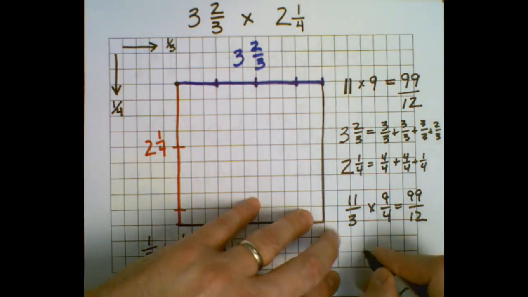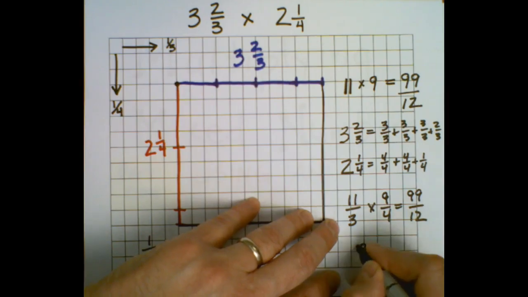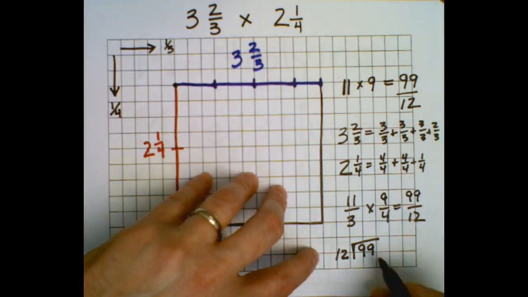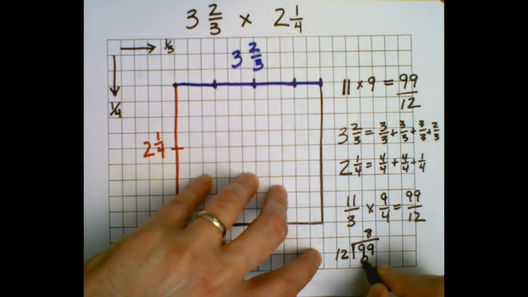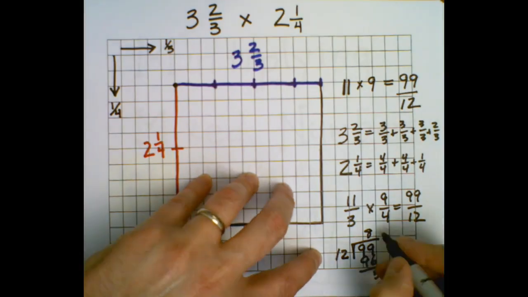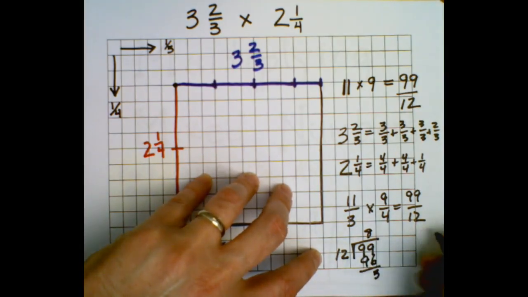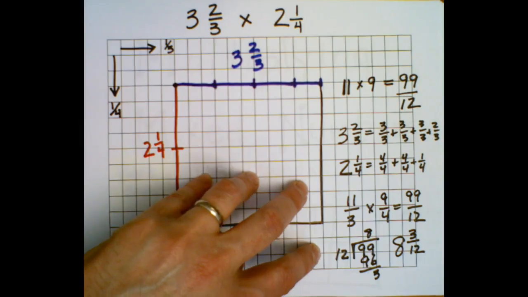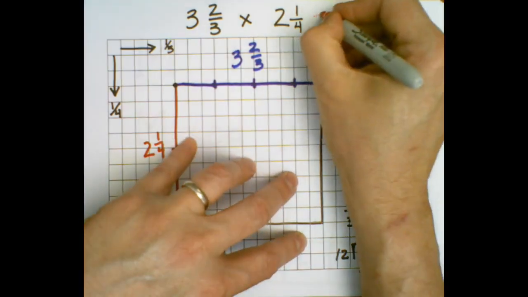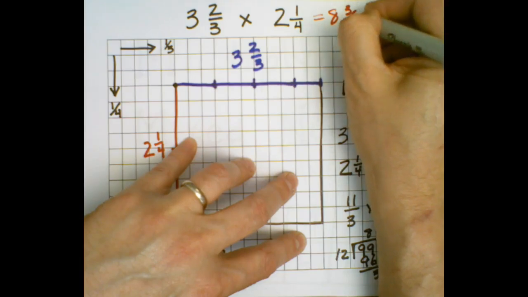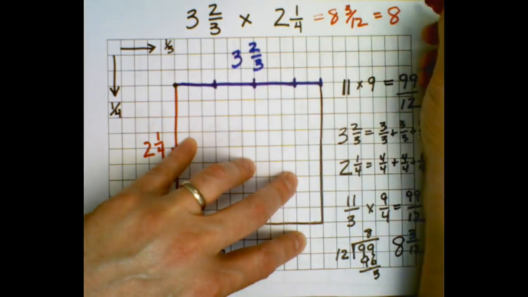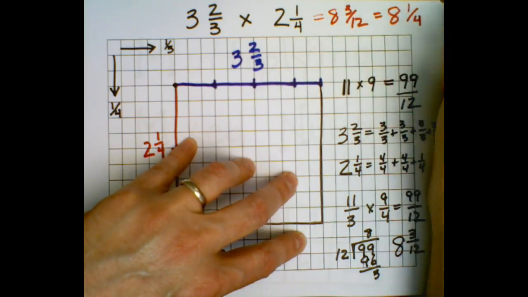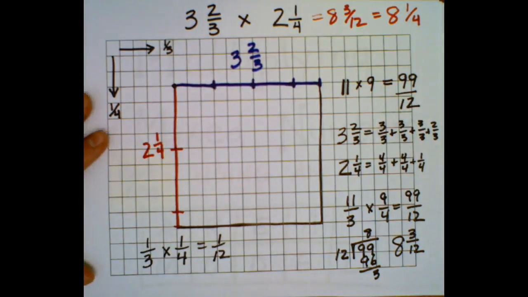All I have to do is divide 99 by 12. And 12 times 8 is 96. So that will leave me with a remainder of 3. So 99/12 gives me 8 whole units and 3/12. So now I know my answer is equal to 8 and 3/12. And 3/12 can be reduced if I choose to. 3 divided by 3 is 1. 12 divided by 3 is 4. So my final answer, 8 and 1/4.